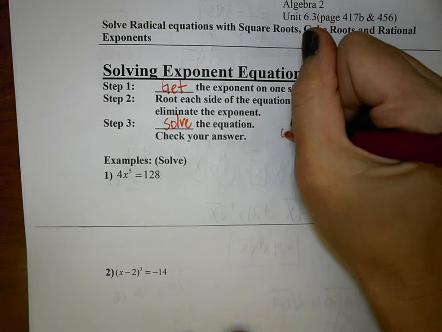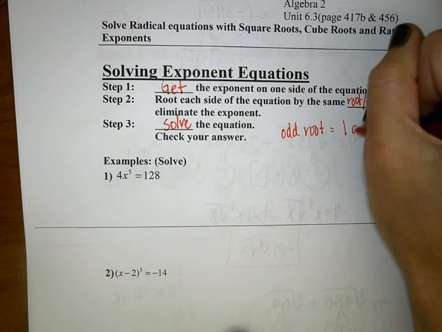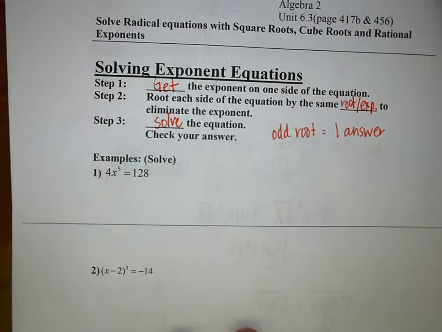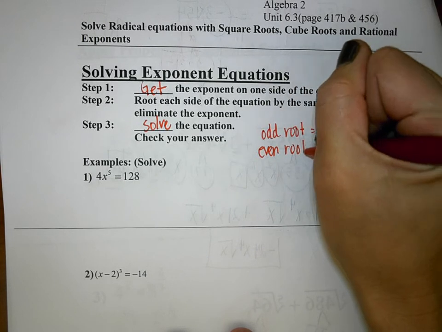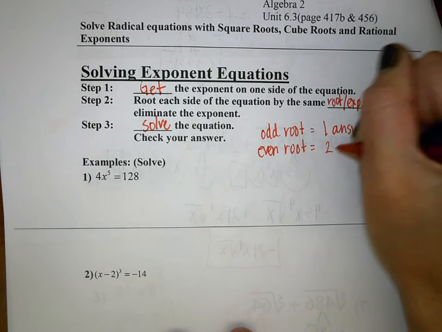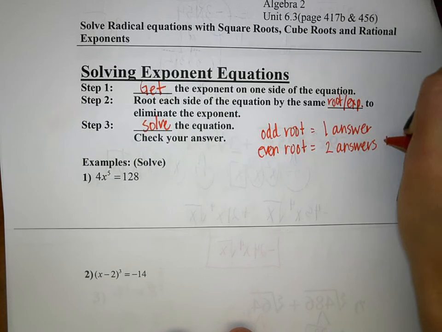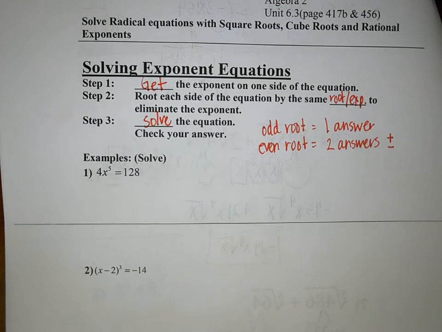Remember that if you have an odd root, you will get one answer. If you make an even root, so this is where we're going to end up making the roots, okay? If you have an even root, you will get two answers because it's going to be plus or minus. Remember odd roots, you could end up getting a negative number or a positive number. If you have a negative under the root, your answer is going to be negative. Positive under the root, positive.